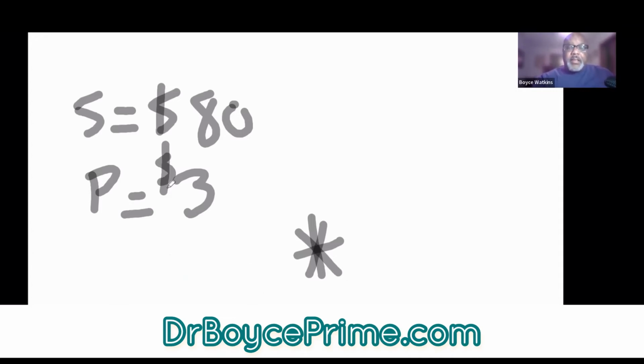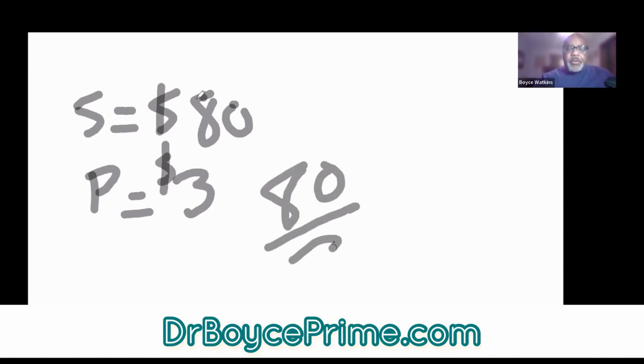Now, to get the actual payback period, all you do is you take 80 and you divide by 3. That would give you the number of weeks that the payback period would be. So 80 divided by 3 is 26 weeks. Or you can round up to 27.